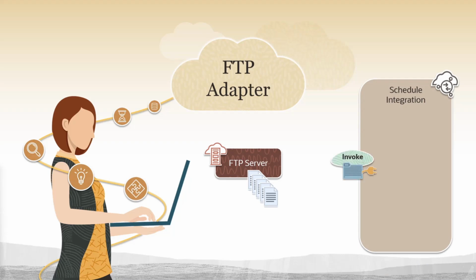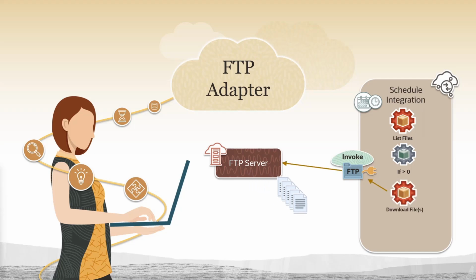Using the Invoke role FTP adapter connection, the integration can be triggered on a schedule, followed by an immediate list files operation call on the connection, next an action to see if there are any new files. If there are, then the connection is used again to download one or more files, followed by any downstream processing logic that needs to be implemented.